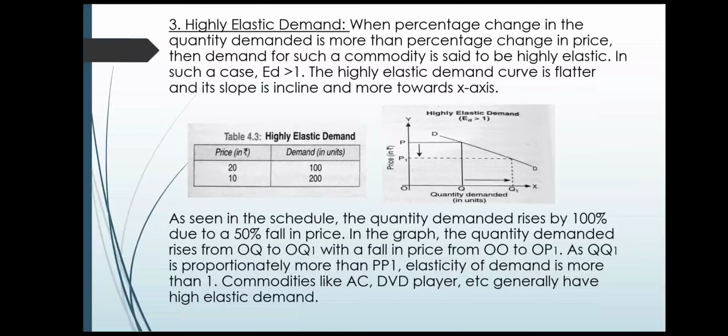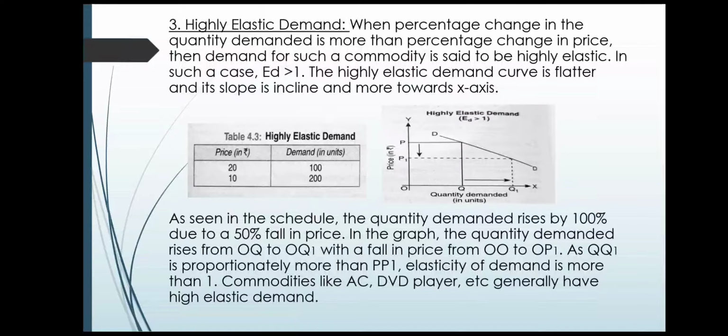Now the third degree of elasticity is highly elastic demand. When percentage change in quantity demanded is more than percentage change in price, then demand for such a commodity is said to be highly elastic. In such a case, elasticity of demand is more than 1. The highly elastic demand curve is flatter and its slope is inclined more towards the x-axis.